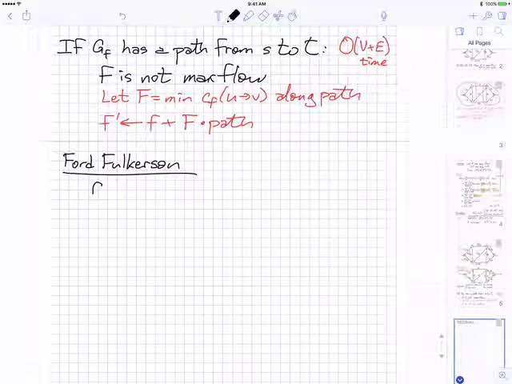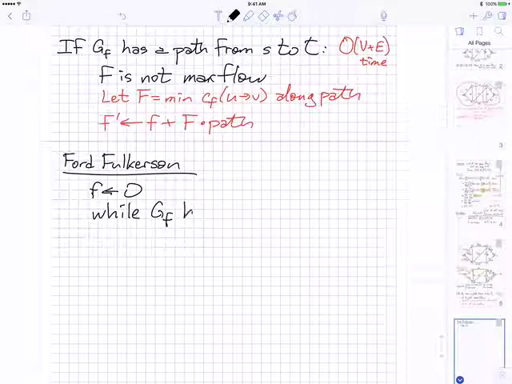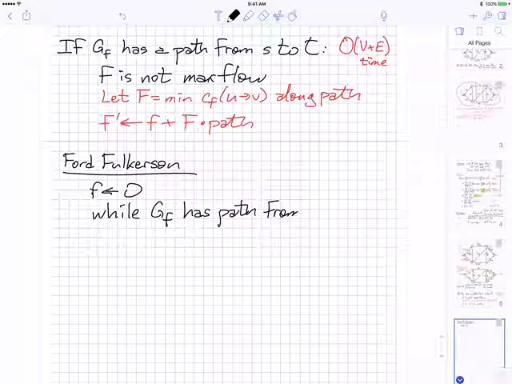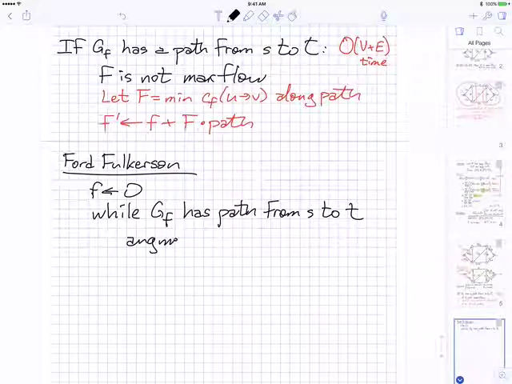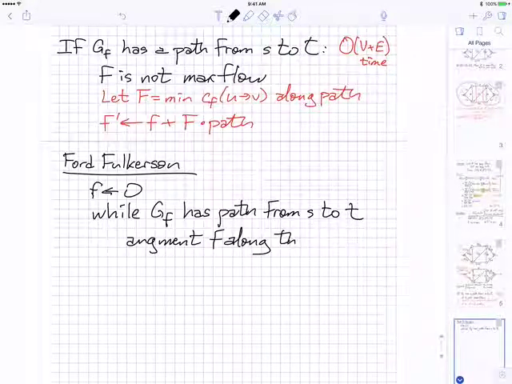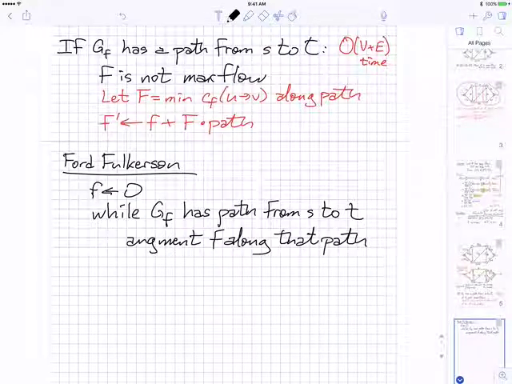All right, so originally I'm going to set F to be 0 everywhere, and then I'll just say while the current residual graph has a path from S to T, augment F along that path. Okay, so the while condition requires me to do this linear time construction and search of the residual graph.